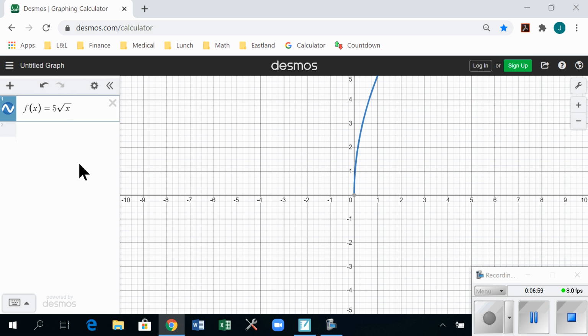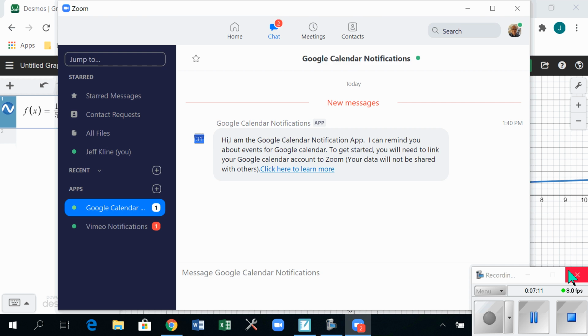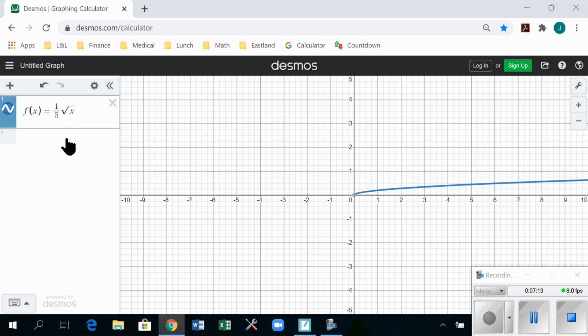Now I can also make it flatter by using a decimal or a fraction. So if I put a 1/2 in front of that, that's going to make it half as steep. 1/3, 1/4, 1/5. And then the same with negatives. I can also use a negative in conjunction with this compression and flip it upside down. So here would be an upside down square root function, only with 1/5 of the original steepness.